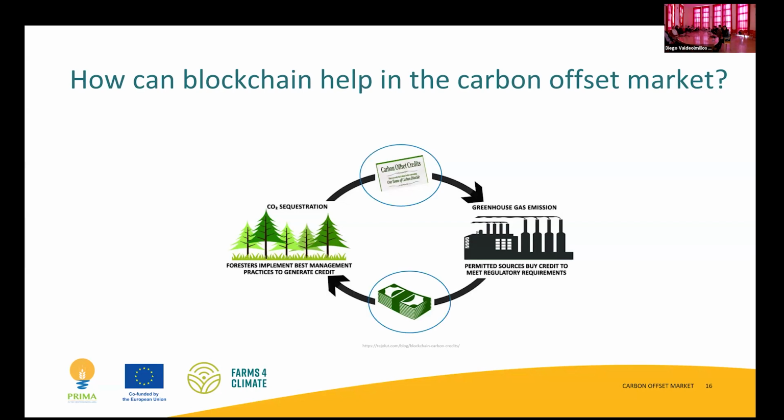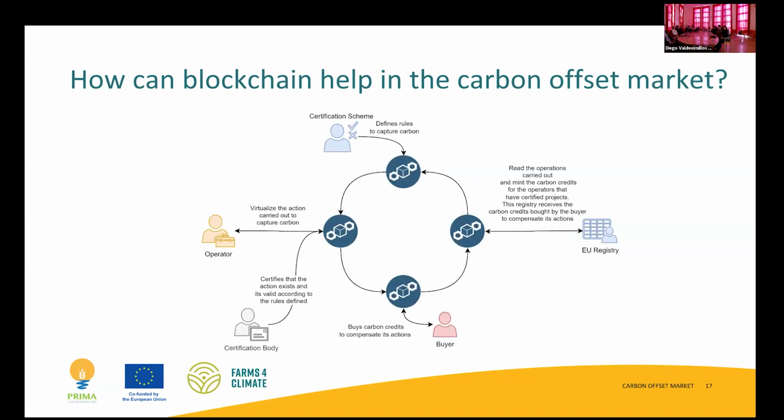Well, what we take is the idea of the standard, and we move this idea to blockchain. We have this kind of actor that we already talked about, also the regulation talks about this, and also in any carbon market, you know about certification scheme, certification body. The difference is the idea of the EU registry. We can talk only about registry, that in our case is the blockchain.